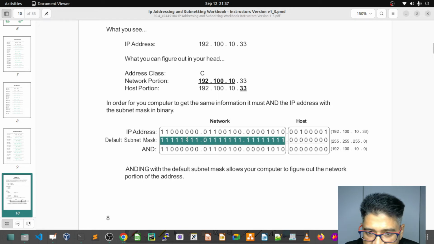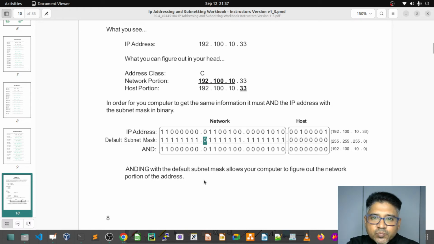Okay, here is wrong. Here it's supposed to be 1 because of the subnet mask, default subnet mask 255.255.255. This is a misprint. Here it's supposed to be 1. Clear, guys? Understand?